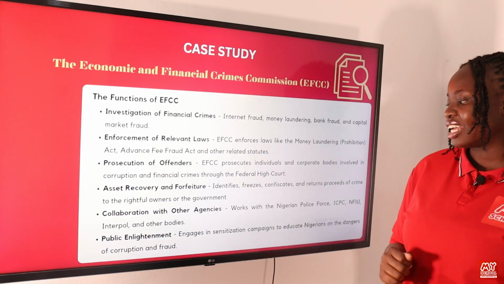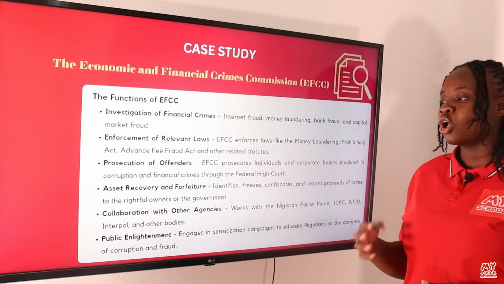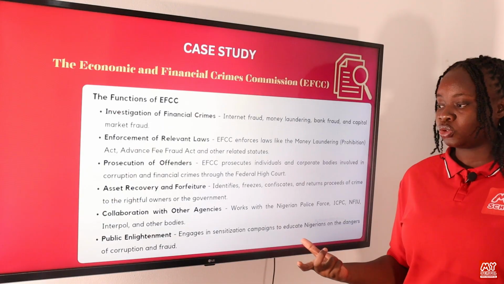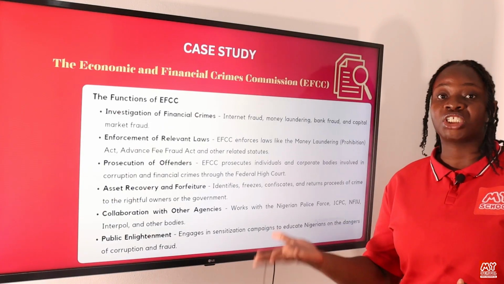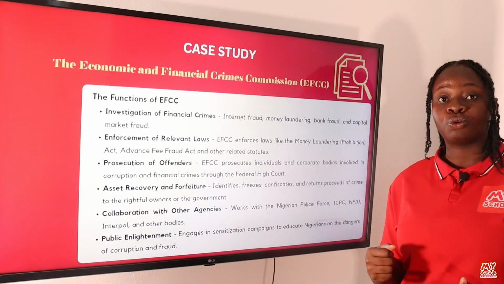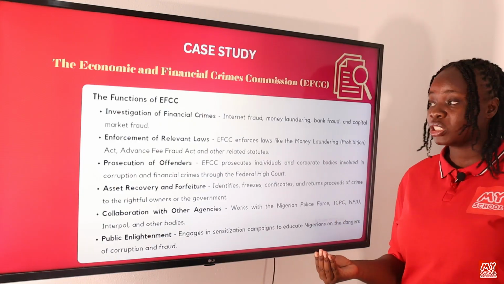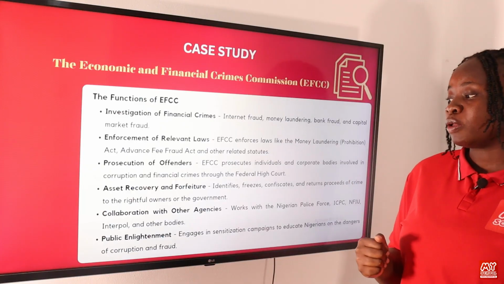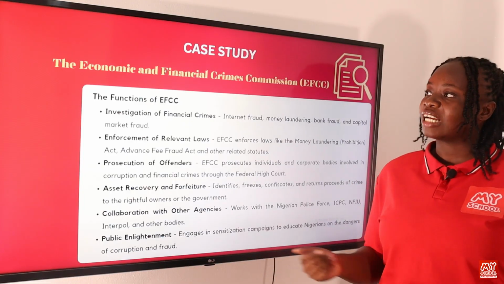They engage in sensitization campaigns to educate Nigerians on the dangers of corruption and fraud. We see a lot of that through social media campaigns. They actually go out there to educate people on the dangers of corruption and fraud, and the actual punitive measures that are given to people who engage in such activities.